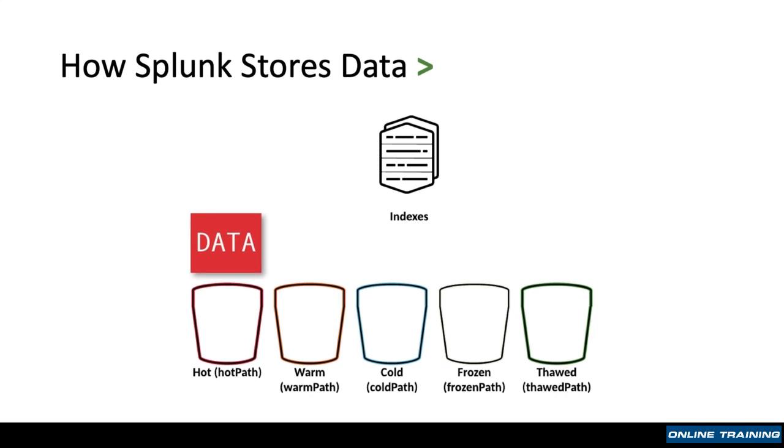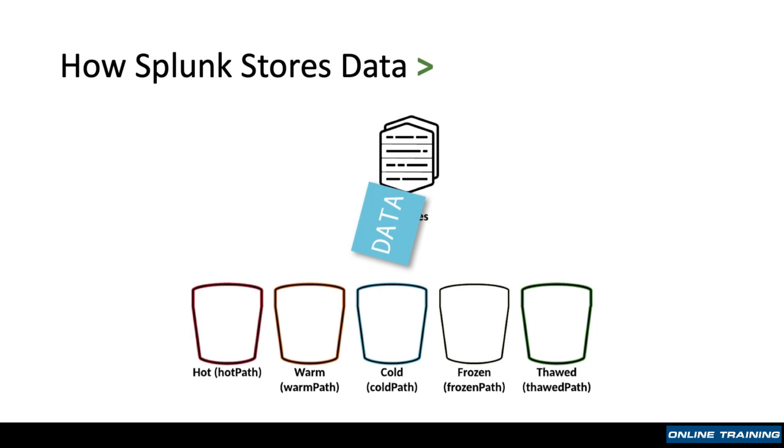The hot bucket contains newly indexed data. An index has 1 or more hot buckets. The warm bucket contains data rolled from the hot bucket with no active writing. An index has many warm buckets. The cold bucket contains data rolled from warm and moved into a different location. An index has many cold buckets.